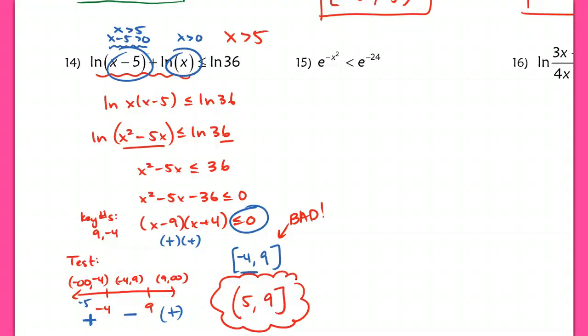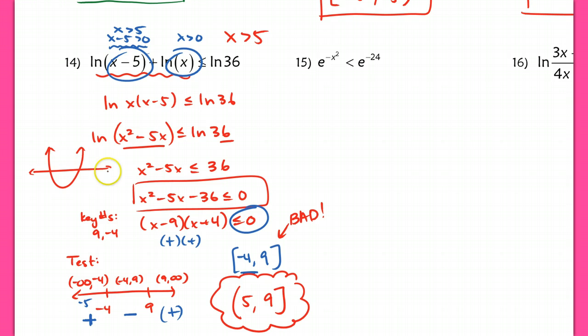Now, an easier and probably quicker way to have done this same question here, instead of testing your regions, is think about this as a quadratic. You have a quadratic function here, and it has two x-intercepts here at -4 and 9.